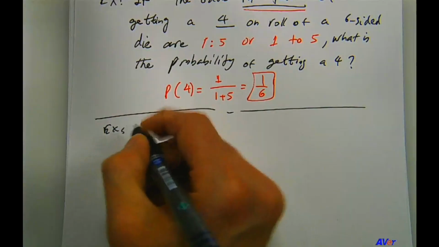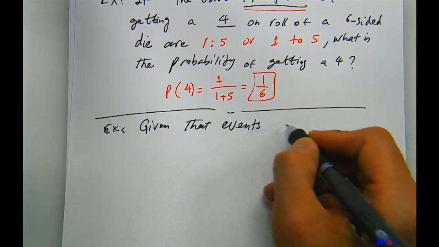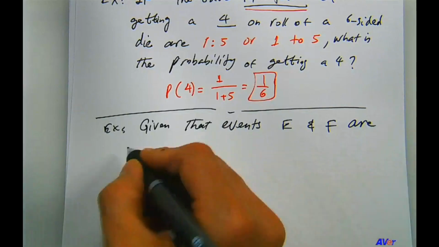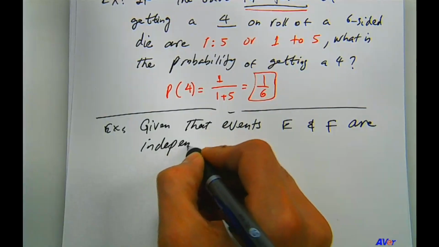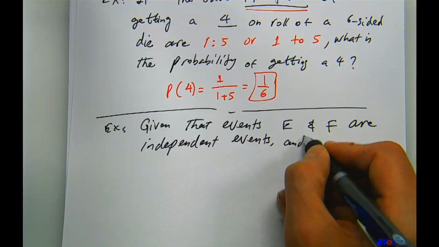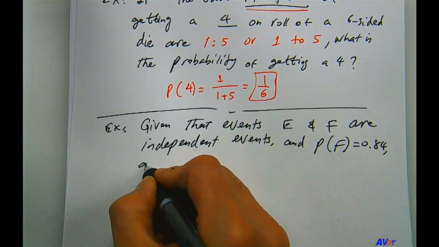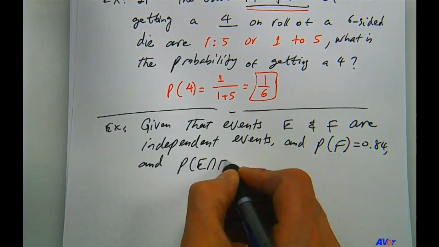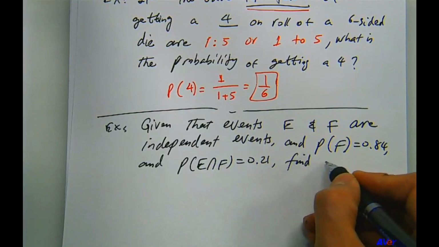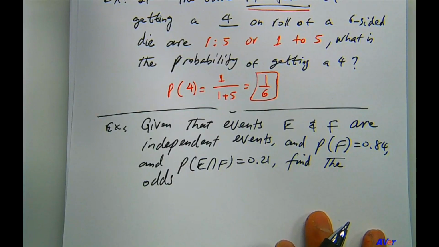So one, it says, given that events E and F are independent events, and that probability of F equals 0.84 and probability of E intersection F is equal to 0.221, we want to find the odds against E.